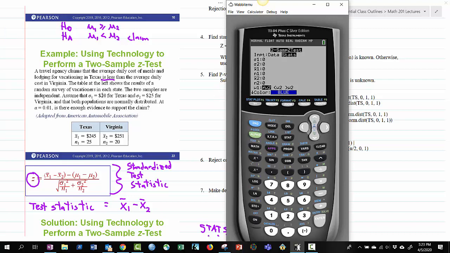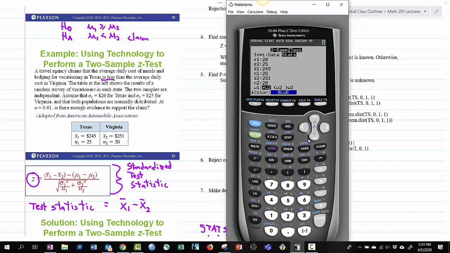We can come over to the question. It told us the standard deviations were 20 and 25. So arrow down, 20. Arrow down again, 25. X1, it says, is 245. I'm just reading these numbers right off the question. N1 is 25. Arrow down again, 25. Actually, if you hit enter, it'll bring it down too. X2, it says, is 251. And N2 is 20.